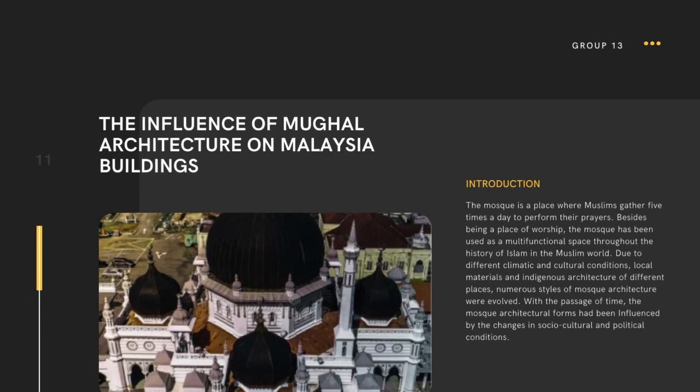The mosque is a place where Muslims gather 5 times a day to perform their prayers. Besides being a place of worship, the mosque has been used as a multifunctional space throughout the history of Islam in the Muslim world. Due to the different climatic and cultural conditions, local materials, and indigenous architecture of different places, numerous styles of mosque architecture evolved. With the passage of time, mosque architectural forms have been influenced by changes in social, cultural, and political conditions.